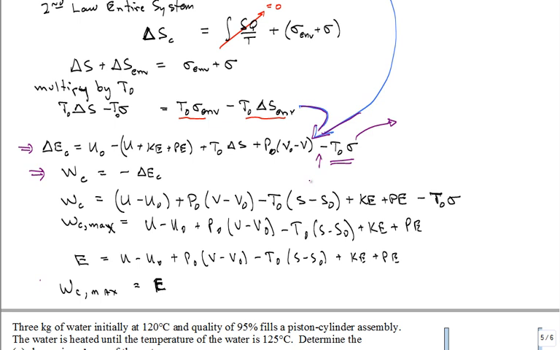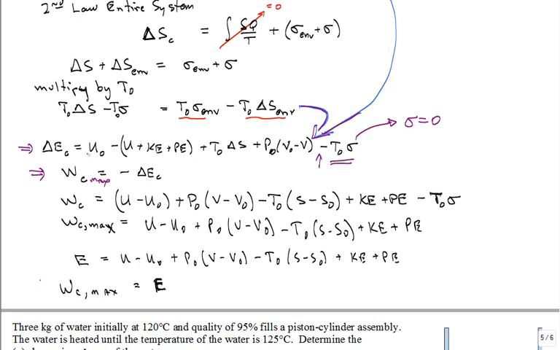Sigma is always positive. You can never have entropy destruction. You only have entropy generation, true? Due to irreversibility. Sigma is positive. If it's 0, it's completely reversible. It can never be negative. That's from Thermo 1. So guess what? The best you can do is when sigma is equal to 0. That makes this a maximum.